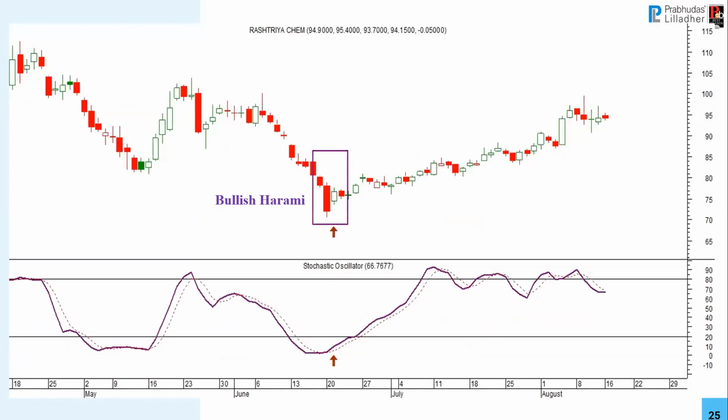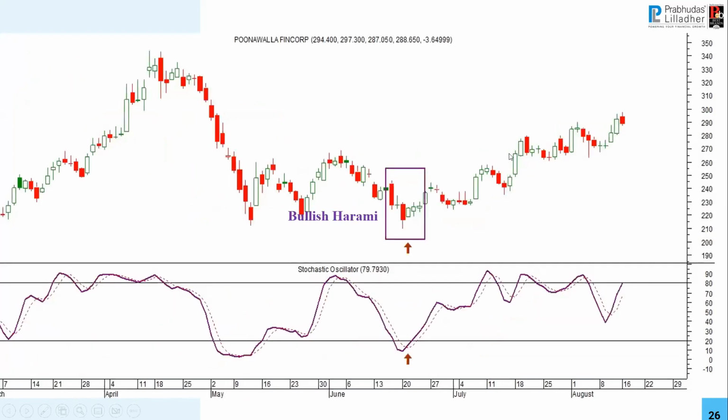Similarly here, add a little position when your bullish harami takes place. Confirm, see it with your stochastic. The minute stochastic comes out of 20 and you see a new rising candle, add more to your positions and start observing your stop losses. And as you see the stock going higher and higher, keep trailing your stop losses.